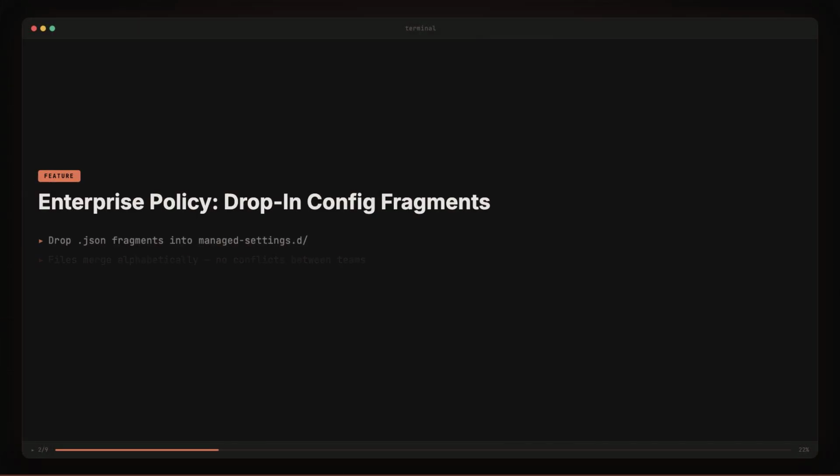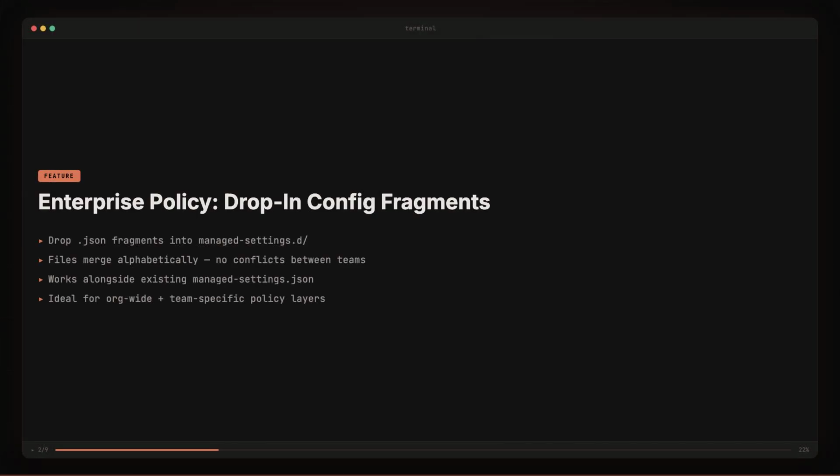If you're managing Claude Code across teams, here's a big one. Alongside the existing managed-settings.json file, there's now a managed-settings.d directory where separate teams can drop independent policy fragments. These files merge alphabetically, so each team owns their slice of configuration without stepping on each other. This is the kind of composable policy management that makes enterprise rollouts actually sane.